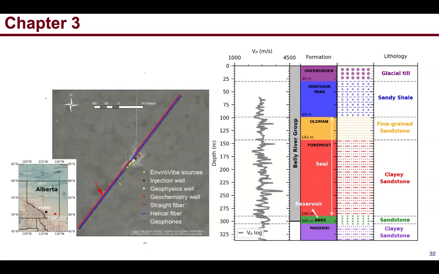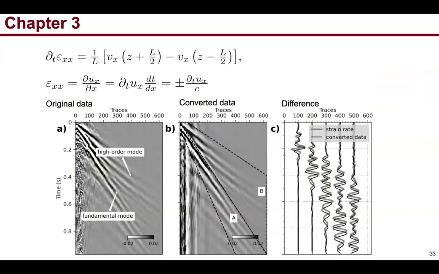You mentioned the geology information here. We show some geology information. This is our well log data and some geological information that we got from CMC. So the geometry is the same as the last study.